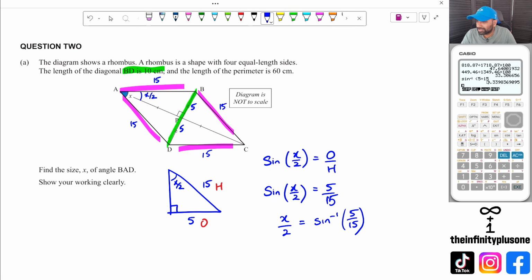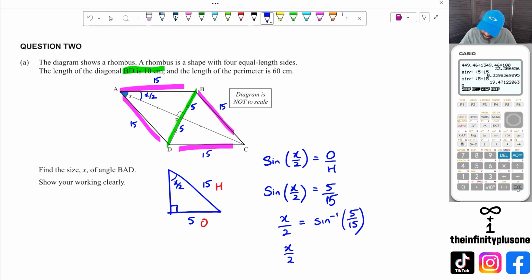Now, I got this really funny looking answer, 0.33. The reason this happens is because my calculator is actually in the incorrect mode. So I just want to double check. So there we go. When I click on shift setup, I can go down to angle, and that's currently on radians, and I need to change it to degrees. And if I try that again, I'm going to get 19.47.